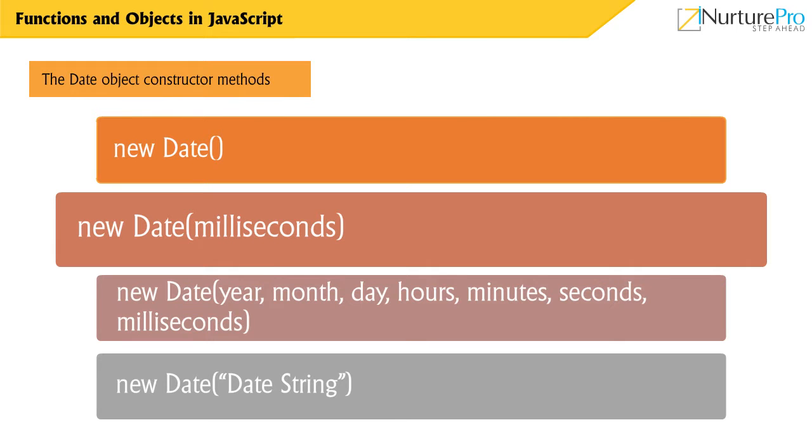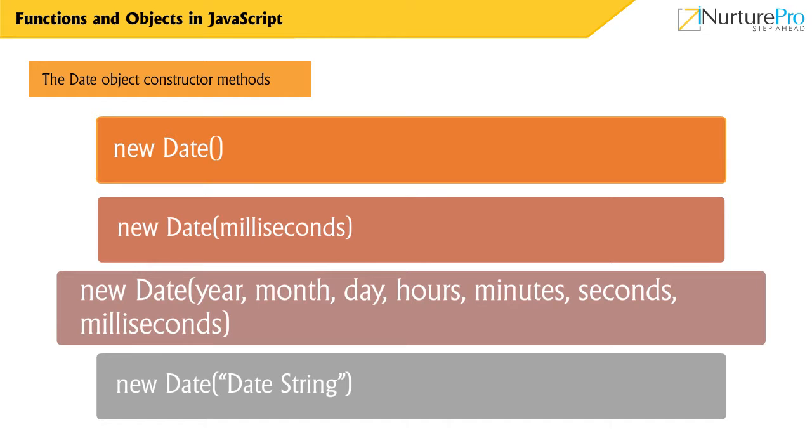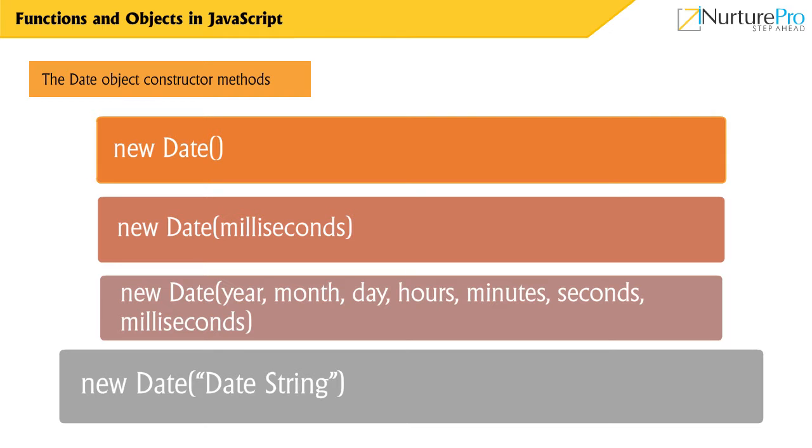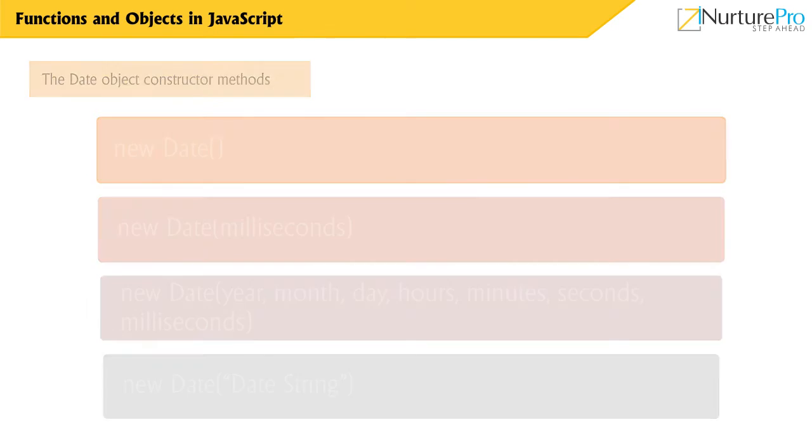New Date(milliseconds): this constructor creates a Date object which represents the date or time value after the specified milliseconds. New Date(year, month, day, hours, minutes, seconds, milliseconds): this constructor creates a Date object which represents the specified year, month, day, hours, minutes, seconds, milliseconds. New Date(date string): this constructor creates a Date object which represents the date or time value specified as a string.